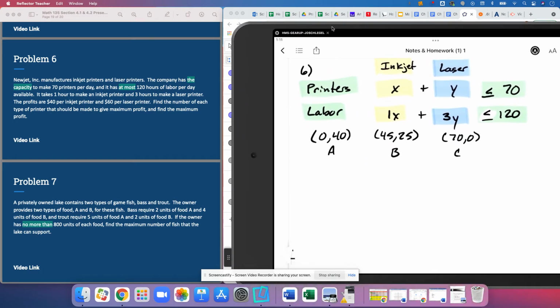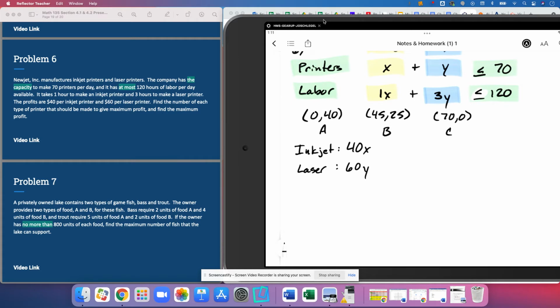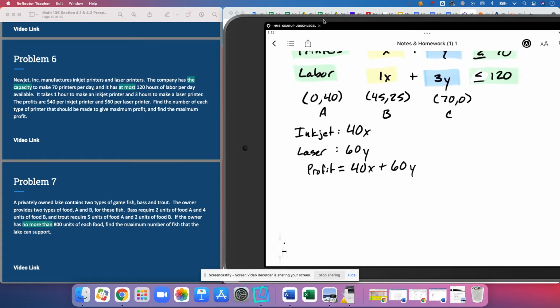So bringing this back up, everyone, we need to understand for the next piece that profits are $40 per inkjet printer. So inkjet is $40 per printer, and laser is $60 per printer. So laser is going to be a Y value, so 60Y. So our total profit is going to be $40 for every inkjet printer plus $60 for every laser printer.